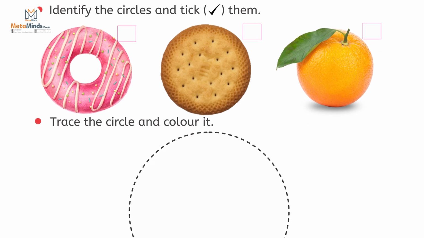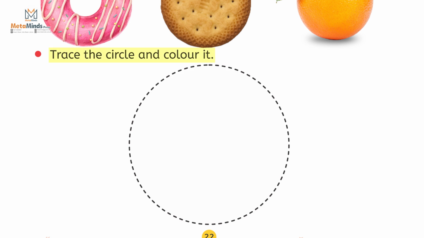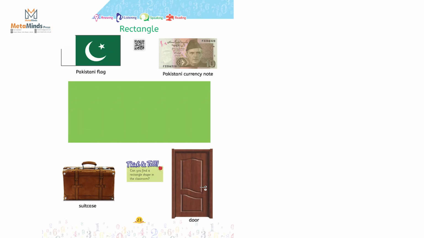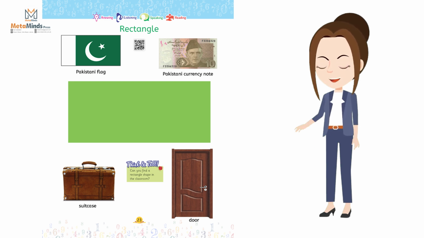In the second one, you have to identify the circles and tick them. Which object is in proper circle shape? You have to identify it and then tick it. The last question says, trace the circle and color it. You are going to trace it very nicely, my dear kids, and after that you are going to color it very well.